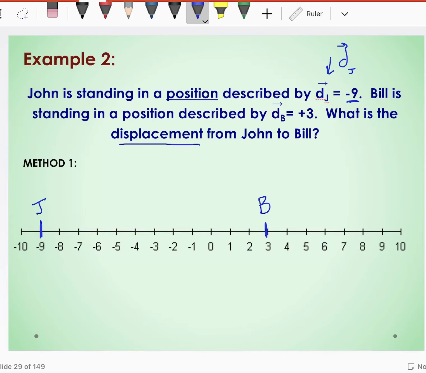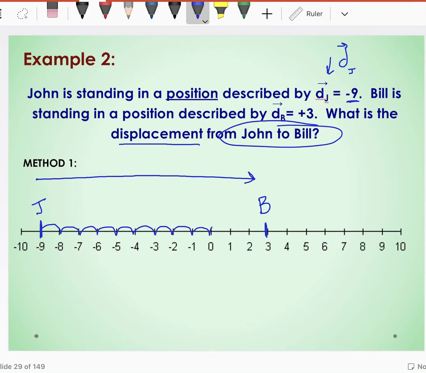First we'll use just our number line in our little picture here. It's important to be aware of direction. We are looking for the displacement from John to Bill. Bill is our final location here. So from John to Bill is 1, 2, 3, 4, 5, 6, 7, 8, 9, 10, 11, 12. 12 steps in the positive direction. And that's how you'd write your displacement.